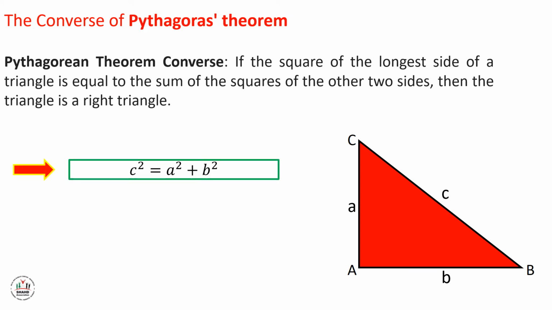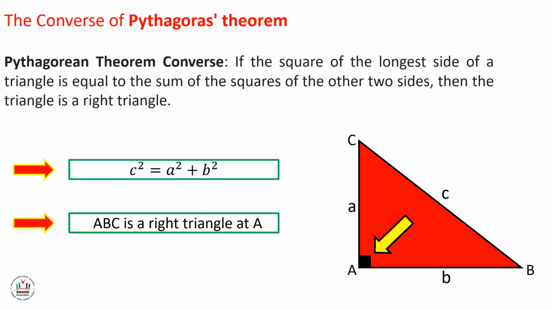So if C square here equal to A square plus B square, then ABC is a right triangle at A.